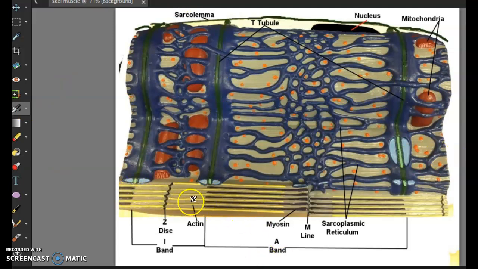So here we have the actin and the myosin. Again, the I band is from one side to the next side. Z disc is in the middle. The A band is from beginning of myosin to the end of myosin. M line's the middle. H zone is where you only have myosin. Now this is also showing mitochondria in here, the peripheral nucleus. And this network is the sarcoplasmic reticulum.